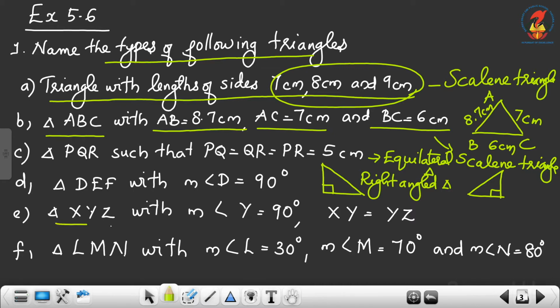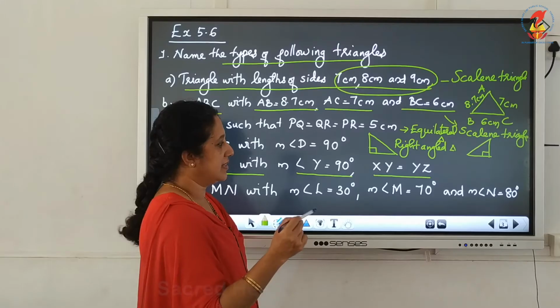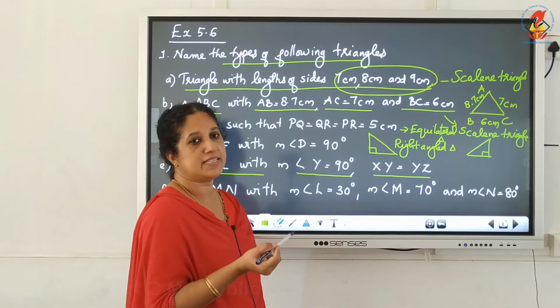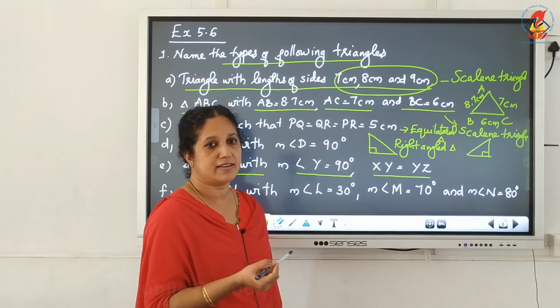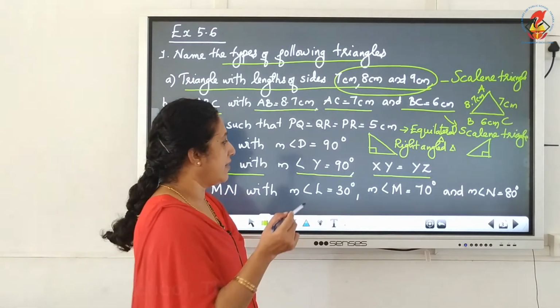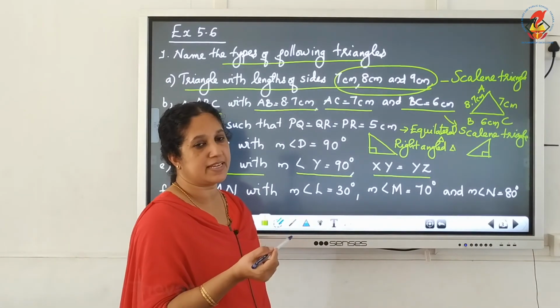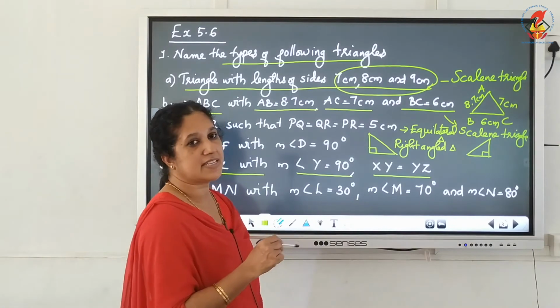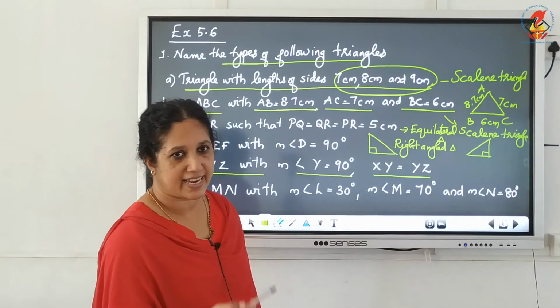Now, triangle XYZ with the measure of angle Y equal to 90 degree and XY equal to YZ. Two sides are equal and one angle is 90 degree. If two sides are equal, what type of triangle? Isosceles. And one angle is 90 degree, what we can say? It is a right angle triangle. So, we can name the triangle as isosceles right angle triangle.